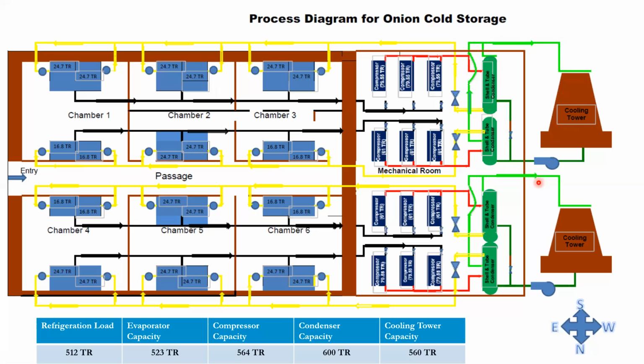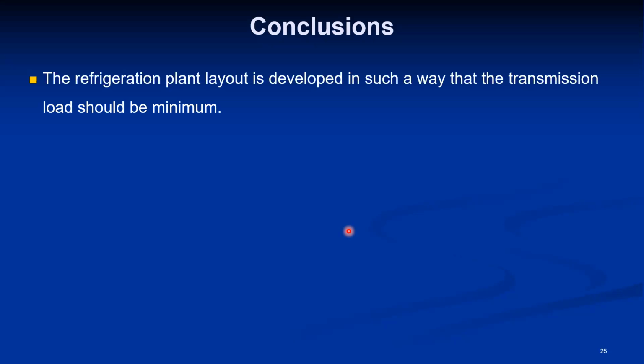Okay. So this is the process diagram for onion cold storage. It is completely designed. All the components are selected. Their arrangement of the equipment, arrangement of the piping, that we have discussed. And finally, we can write the conclusion. This is the maximum capacity. The refrigeration plant layout is developed in such a way that the transmission load should be minimum.